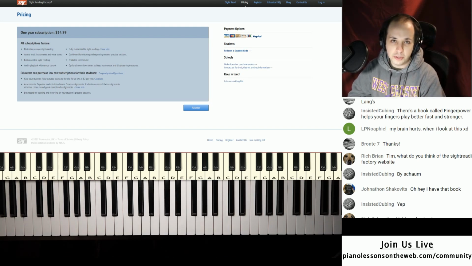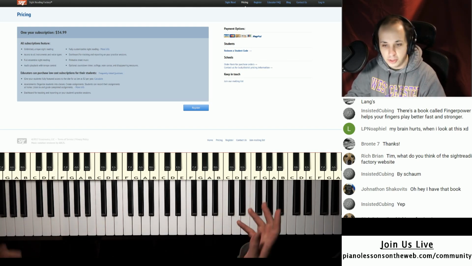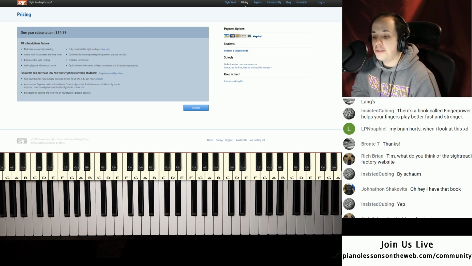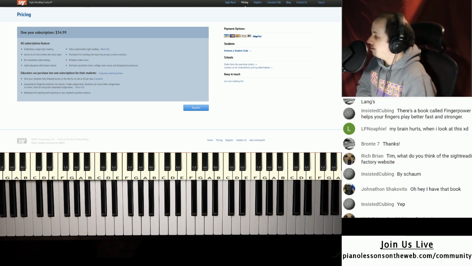So every once in a while you do want to crack open a real Bach or a real Mozart or something like that and try to sight read through part of it. It's a great sight reading experience as well. But I do recommend, I think that this website's good. I've used it, and yeah, I think for $35 it's worth it.